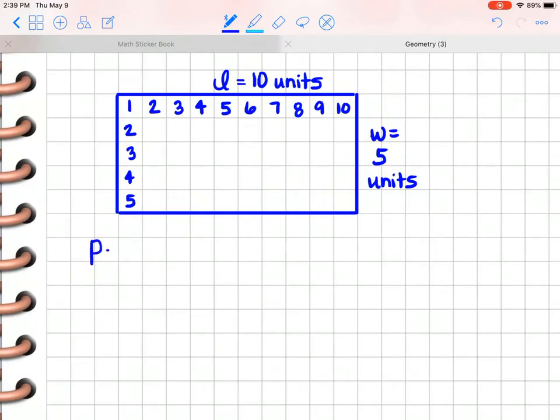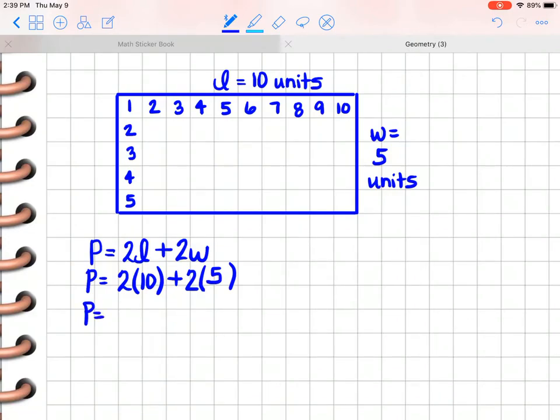Okay, the perimeter of a rectangle is P equals 2 times the length plus 2 times the width. So perimeter is 2 times the long side plus 2 times the wide side. And so I need to do my multiplying. That's 20 and that's 10. So the perimeter of this rectangle is 30 units.